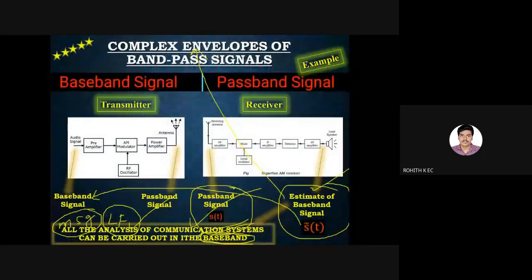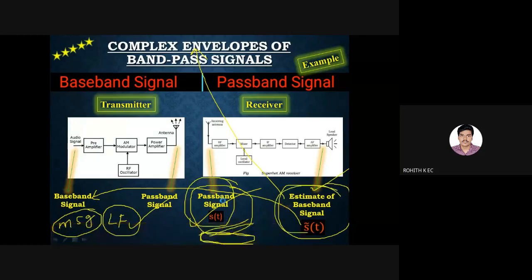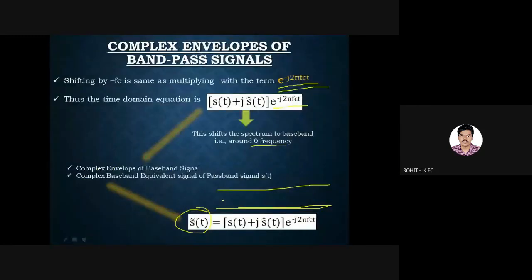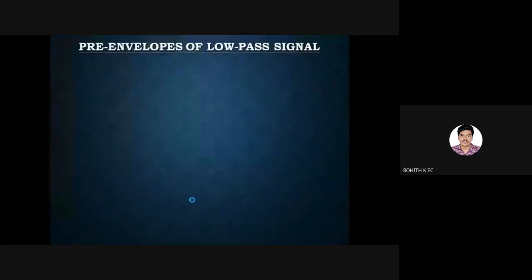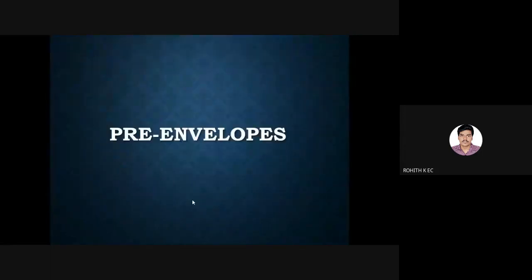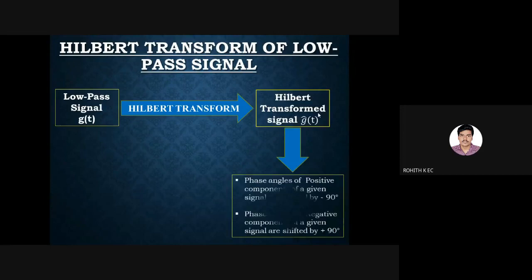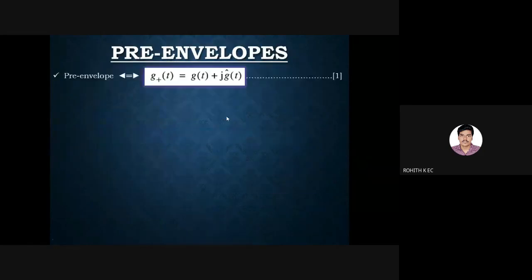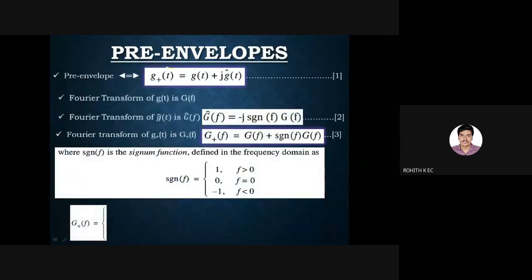This is S of T. You can see what is S of T. You can see what is S tilde of T. What is S tilde of T? It is given here. You can see S tilde of T is nothing but the complex envelope of baseband signal. And earlier we have also discussed about G cap of T. What is G cap of T? G cap of T is the Hilbert transform. Similarly, when I say G plus of T, what am I talking about? I'm talking about positive pre-envelope.